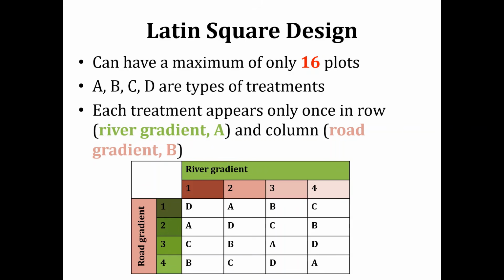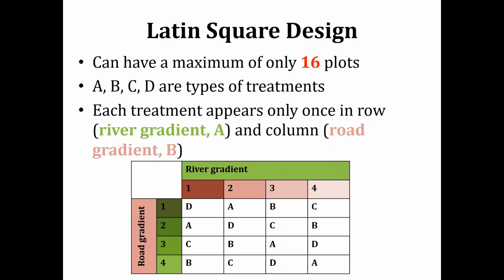So at maximum you can have 4 types of treatments, because each treatment appears only once in a row and once in a column. Each column is going to have only one copy of each treatment. So if you have 4 treatments, then each treatment is present in a single copy in each of the columns, and each treatment is repeated only once in each row. Here you can see that we have a perfect square design with 4 blocks for the river gradient and 4 blocks for the road gradient, and the number of treatments is also 4.